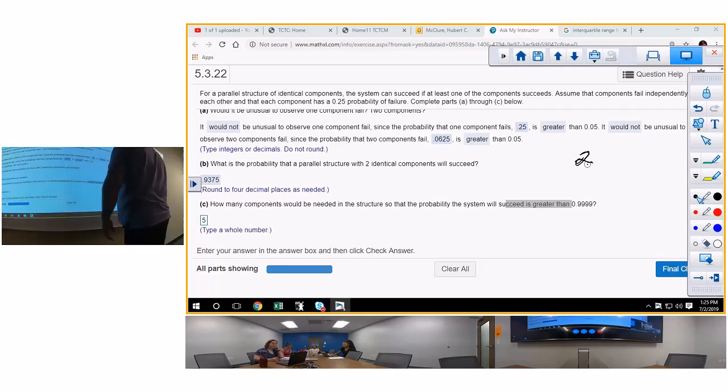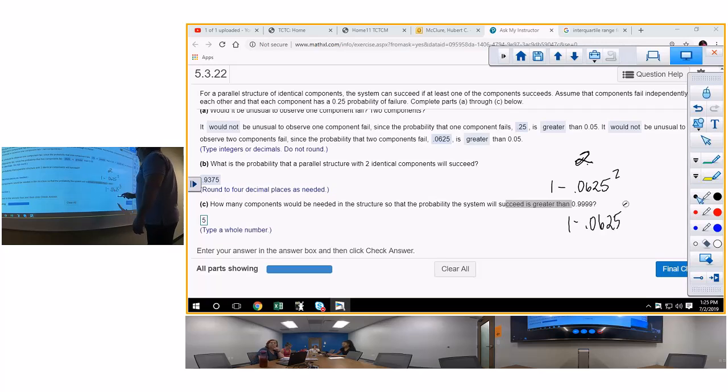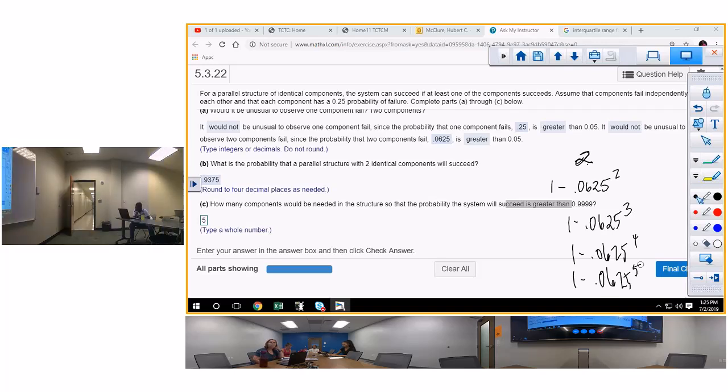Okay, so 1 minus 0.0625, and you're going to raise that to the second. 1 minus 0.0625, raise that to the third. 1 minus 0.0625, raise it to the fourth. 1 minus 0.0625, raise it to the fifth. And one of those is going to be greater than or equal to 0.9999.